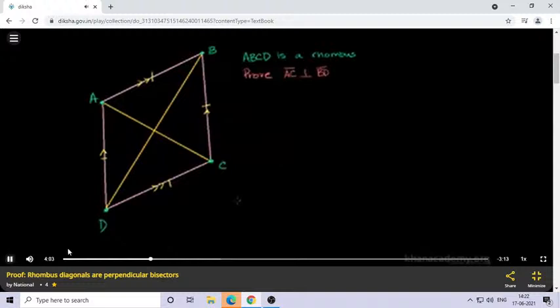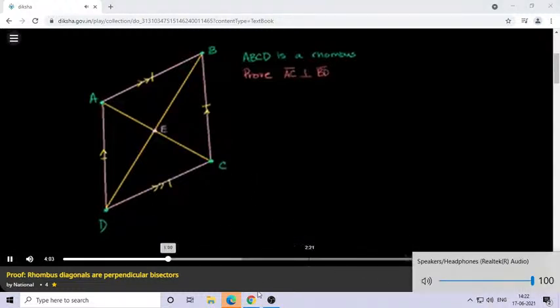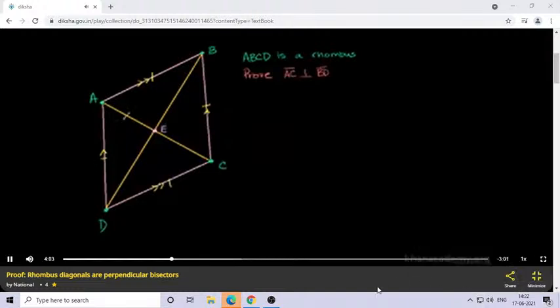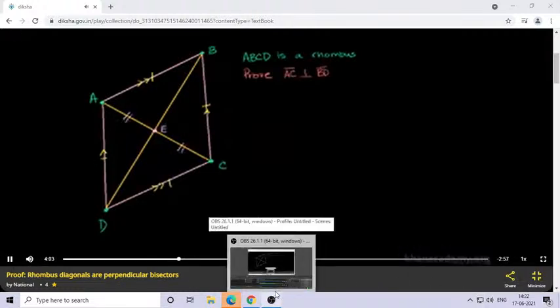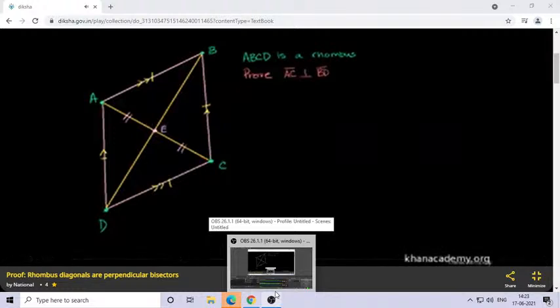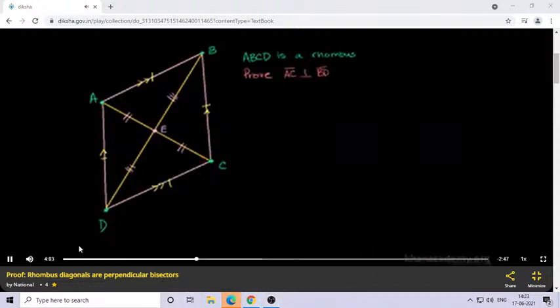We know that for any parallelogram, and a rhombus is a parallelogram, the diagonals bisect each other. So for example, let me label this point in the center, point E. We know that AE is going to be equal to EC, I'll put two slashes there, and we also know that EB is going to be equal to ED. So this is all of what we know when someone just says that ABCD is a rhombus.